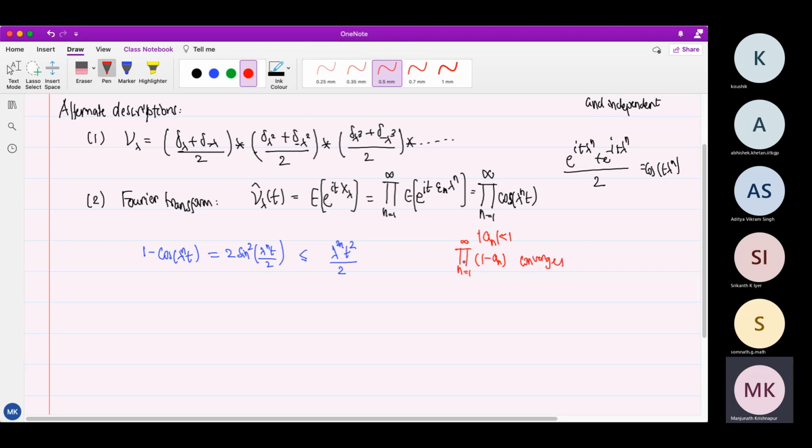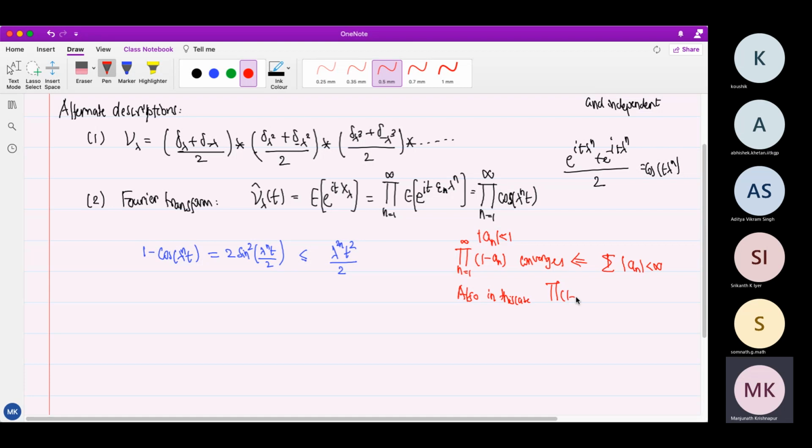What do we mean by converges? It means you take the partial product up to capital N and take the limit. That converges if and only if it converges absolutely, if and only if the summation of mod a_n is finite. Rather, let me remove that, I don't want to define anything. So it converges, let me say, if the summation of a_n is finite.